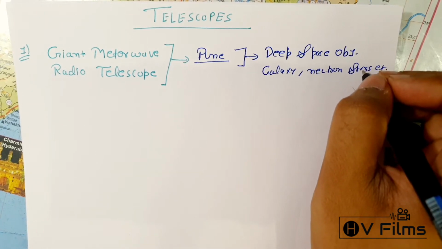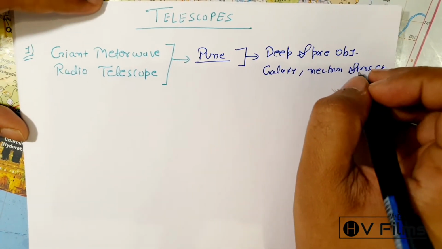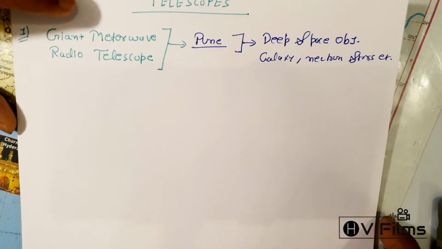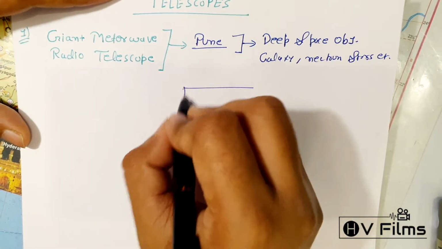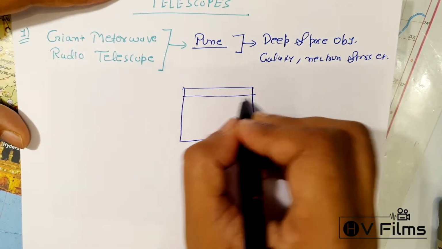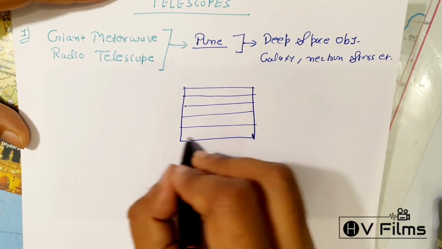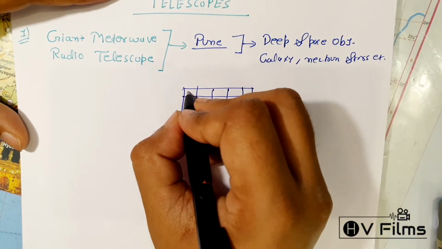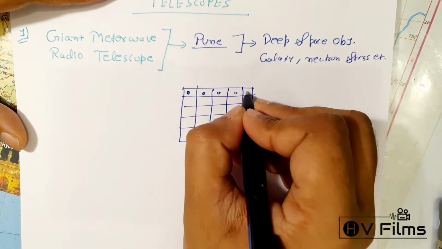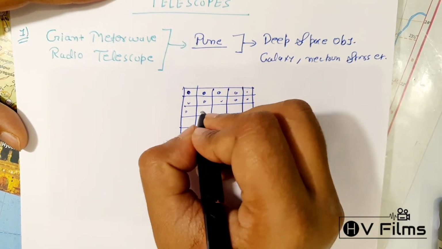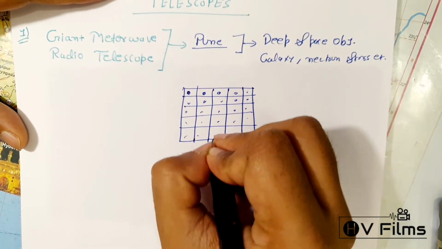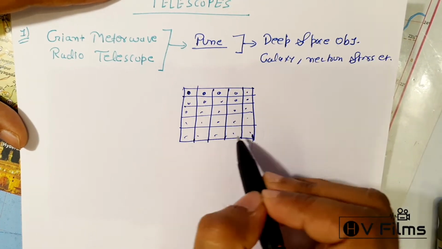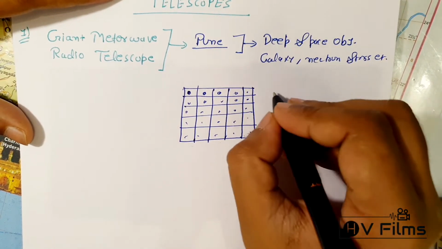So it's an array of 30 fully steerable parabolic radio telescopes of 45-meter diameter. So there are multiple telescopes used. If this is one whole area, we divide it into multiple rows and columns, and in each one of them we place a telescope which provides a certain amount of data, and in the end an entire image is created by combining all the records of all these telescopes. So this is what we call a complete array.